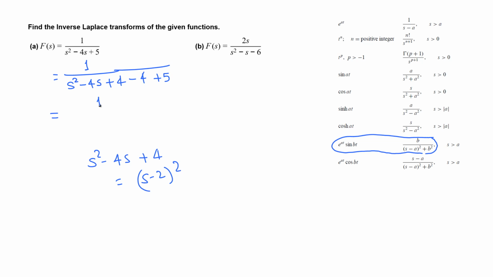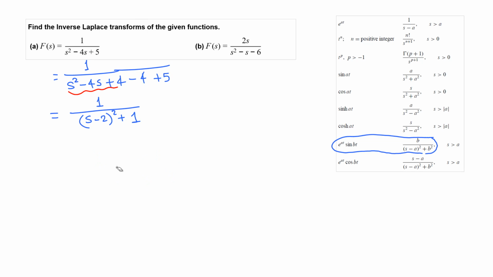And this is in fact 1 over, for the first three terms, that's a complete square now, (s minus 2) squared. 5 minus 4 is 1. Okay, then the bottom is now exactly in the form we wanted.